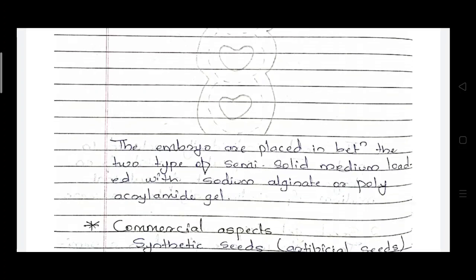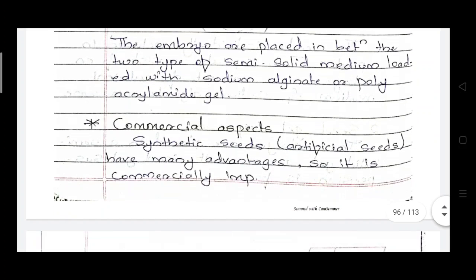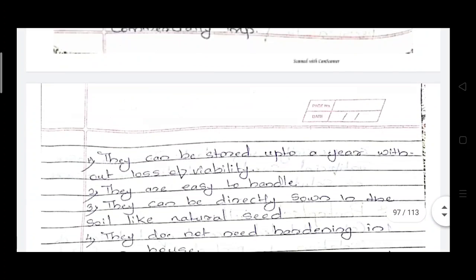So these are the types of seeds used in the preparation of synthetic seeds. Then, commercial aspects of these artificial seeds. Synthetic seeds or artificial seeds have many advantages, so they are commercially very important.